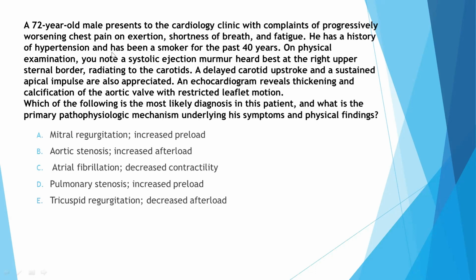So we have a 72-year-old male who presents to the cardiology clinic with complaints of progressively worsening chest pain on exertion, shortness of breath, and fatigue. He has a history of hypertension and has been a smoker for the past 40 years. On physical examination, you note a systolic ejection murmur, heard best at the right upper sternal border, radiating to the carotids. A delayed carotid upstroke and a sustained apical impulse are also appreciated. An echocardiogram reveals thickening and calcification of the aortic valve with restricted leaflet motion. Which of the following is the most likely diagnosis in this patient, and what is the pathophysiological mechanism behind this?